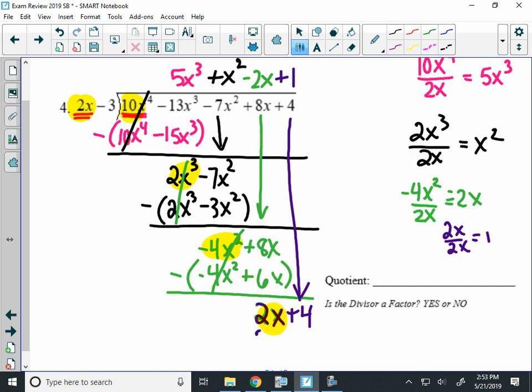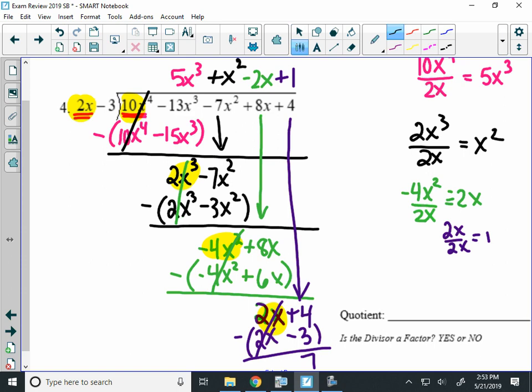1 times 2x is 2x. 1 times negative 3 is minus 3. When I subtract here, 4 minus negative 3 is positive 7. That's a remainder. So when I write the quotient, the answer here, I take what I have on top of my division bar, 5x cubed plus x squared minus 2x plus 1, and my remainder is positive, so plus 7 over the divisor, 2x minus 3. Now, since there's a remainder, the divisor is not a factor of the original quartic polynomial.